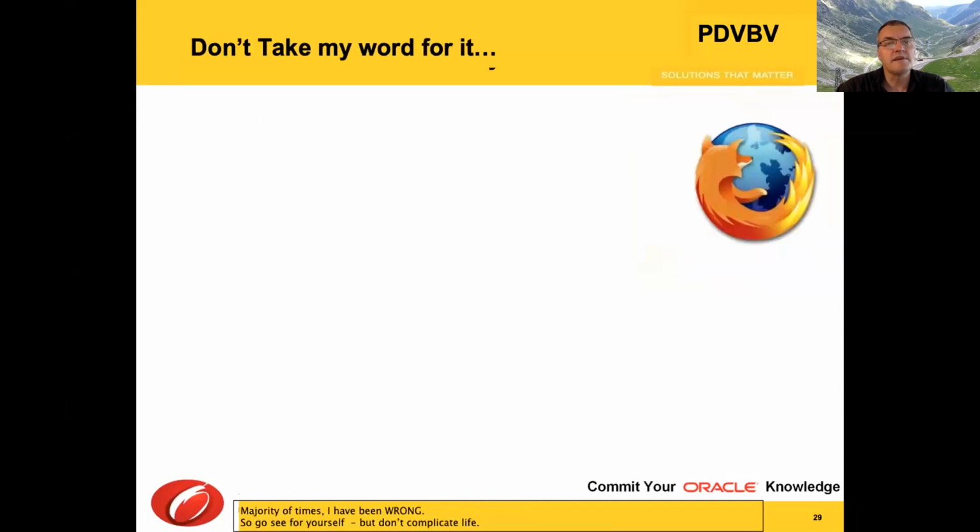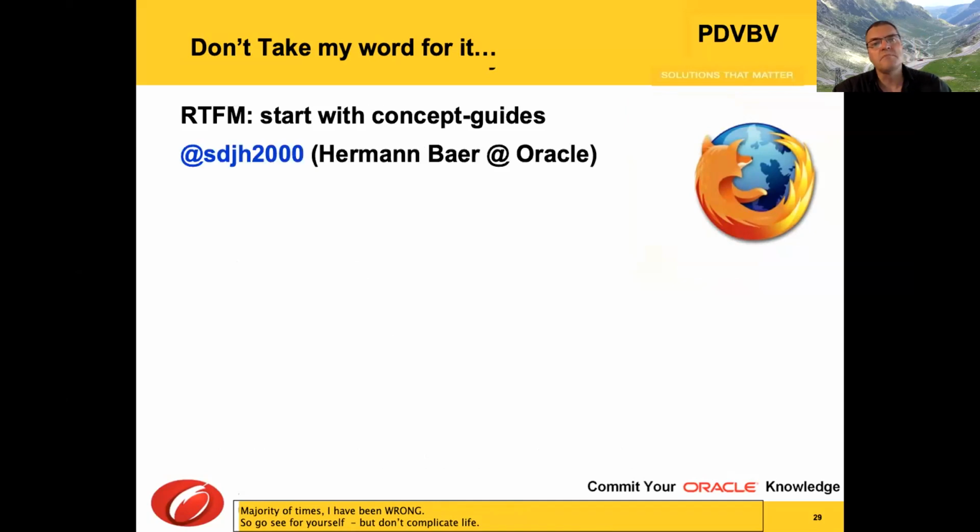Don't believe everything I say. You know, this comes from the internet, so you cannot trust me. But read the manual, start with the concept guides. The guy who wrote most of that, or who redacted most of that, Hermann Baer at Oracle, he's the product manager for partitioning. He's a reasonable guy. You know, for an Oracle guy, he's quite okay. This is his Twitter handle. You can also mail him, and he will listen. And we disagree on some items and we agree on most.